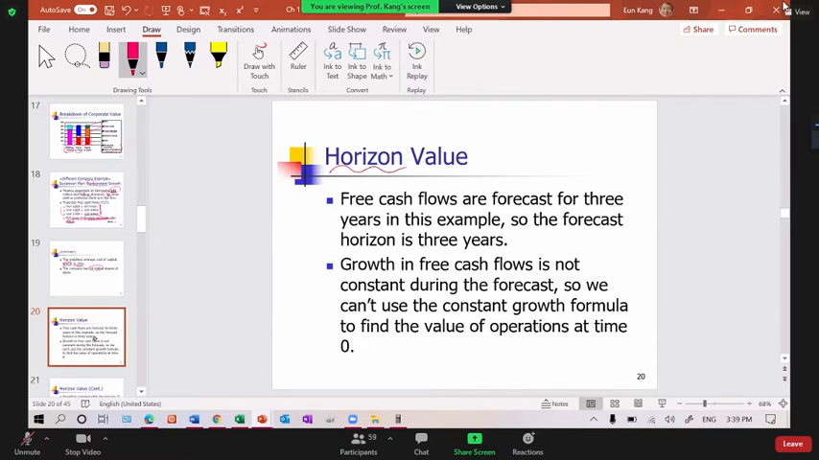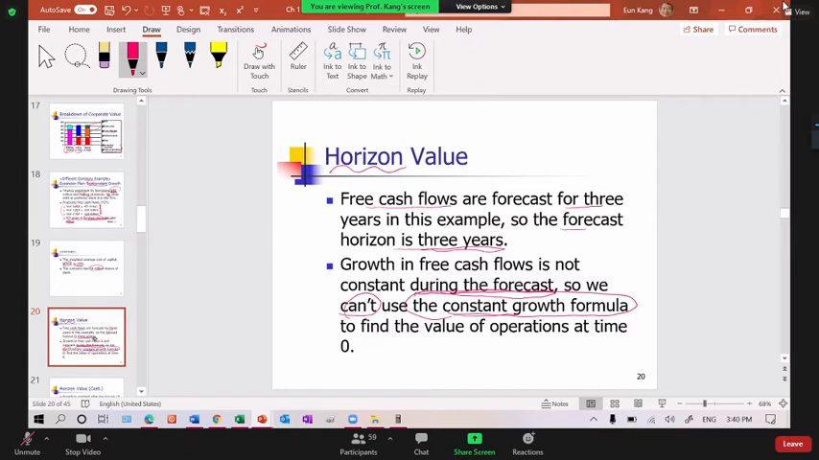And horizon value means when you cannot forecast accurately, you just assume constant growth, and that is horizon value. So free cash flows are forecast for 3 years in this example. So the forecast horizon is 3 years, right? Growth in free cash flow is not constant during the forecast. So we can't use the constant growth formula to find the value of operations at time 0, right? You can use the constant growth formula only after 3 years. After 3 years, we assume growth will be constant, right?